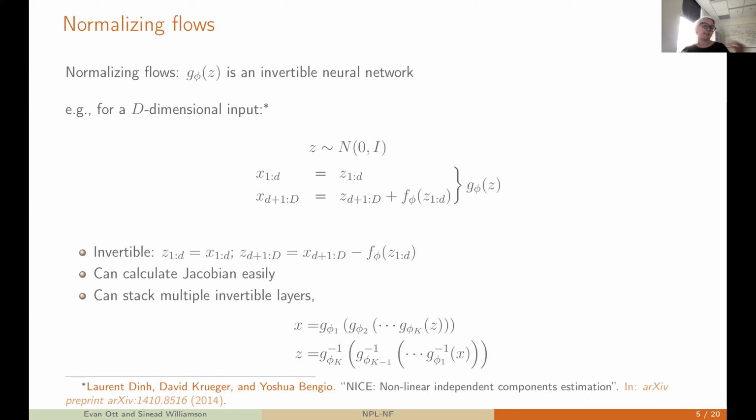And we can also use this as a building block. Just like in deep learning, where we stack layers of neural networks to get very flexible functions, we can stack these g sub phis to get more complex changes of variables. I can apply one transformation, run that through another transformation, and so on, and then unpeel those layers when I'm inverting it. Once I've got one invertible neural network, I can just keep stacking them.